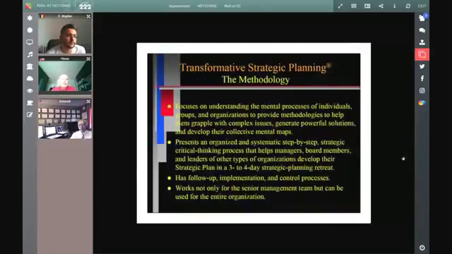The methodology focuses on understanding the mental process of individuals, groups, and organizations to provide methodologies to help them grapple with complex issues, generate powerful solutions, and develop their collective mental maps. The aim here is to have executives with the same mental maps.